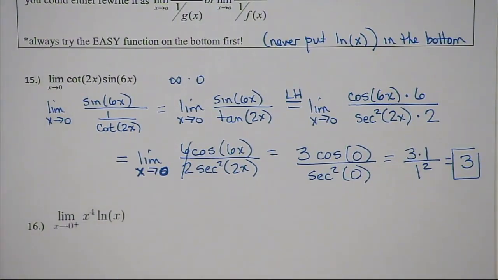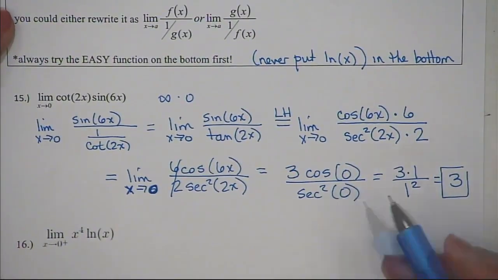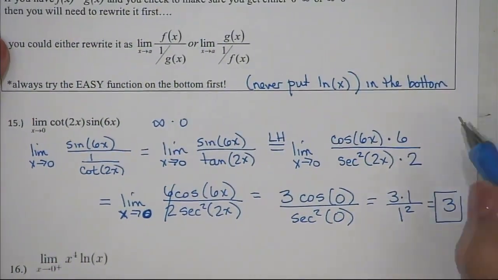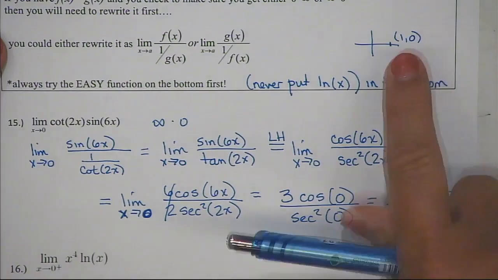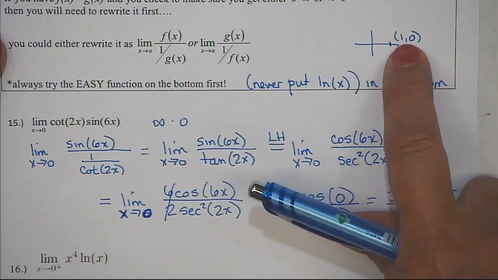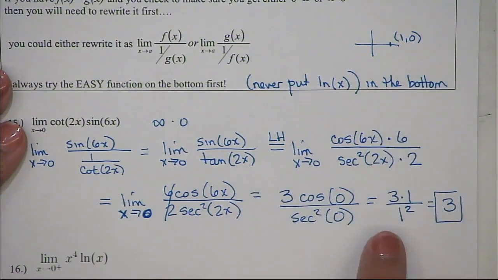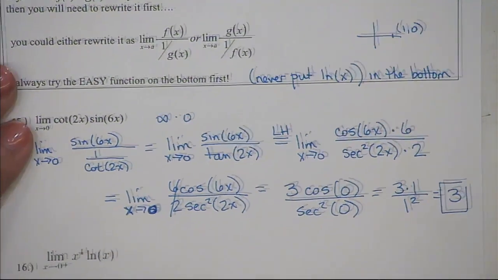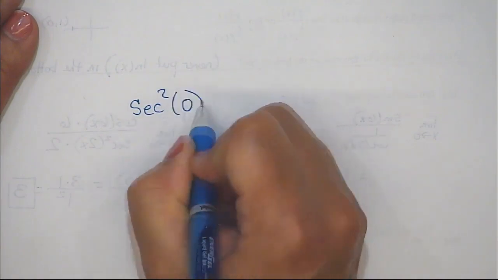Yes? How'd you do the secant squared? Okay, so remember the cosine of 0 is 1, right? So we're over here at 0, so that ordered pair is 1, 0, right? So the cosine is 1. The secant is the reciprocal of the cosine. So the reciprocal of 1 would be 1 over 1. So the secant is also 1, and then you're squaring it. So 1 squared is just 1. Does that make sense?